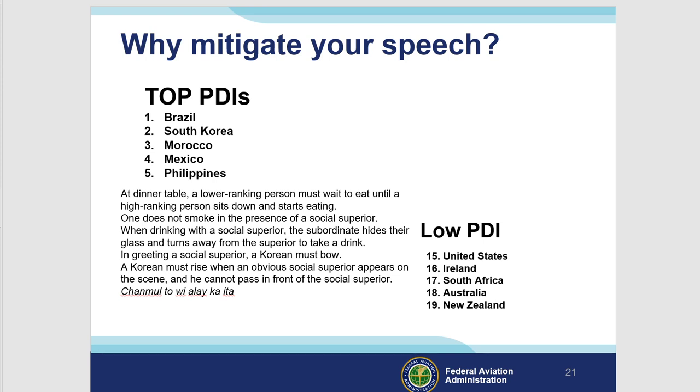For this example, from Korea, if you're at a dinner table, a lower-ranking person must wait to eat until a higher-ranking person sits down and starts eating. One does not smoke in the presence of a social superior. When drinking with a social superior, the subordinate hides their glass and turns away from the superior to take a drink. In greeting a social superior, a Korean must bow.